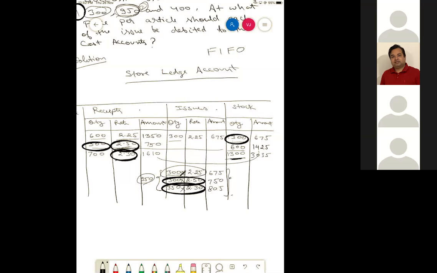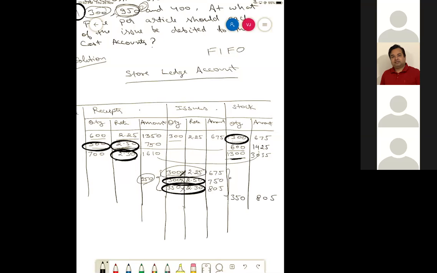350. So balance stock, we are having 350 quantity, and that amount would be rupees 805. Now you know how 805 has come. You can calculate it.